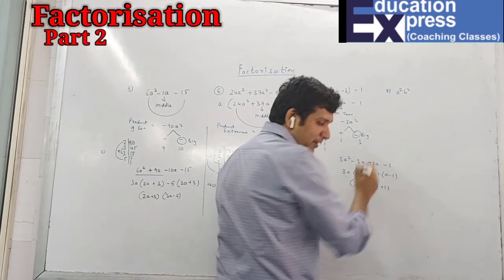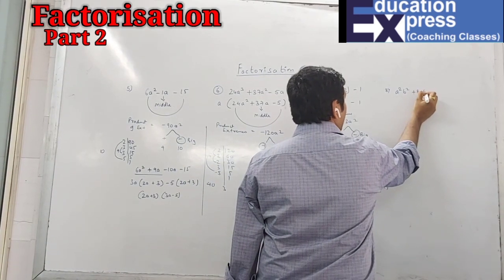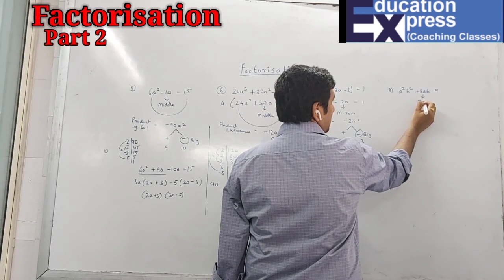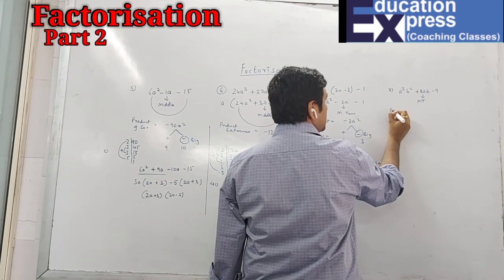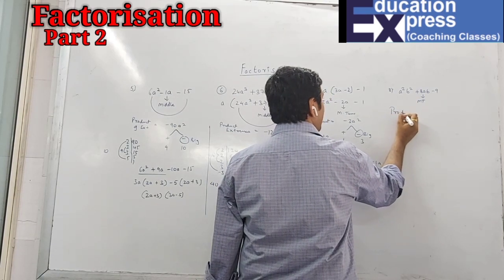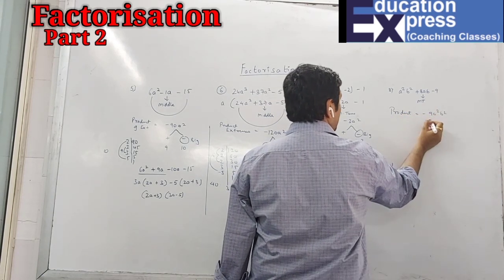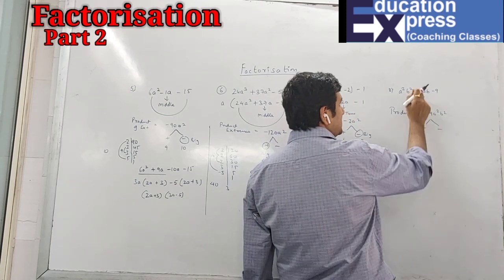a square b square plus 8ab minus 9. Again the middle term is 8ab. So the extremes product is minus 9a square b square. Minus 9a square b square is plus and minus, and the bigger number gets the middle term sign, which is plus.